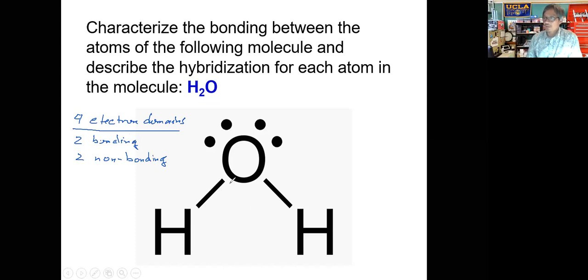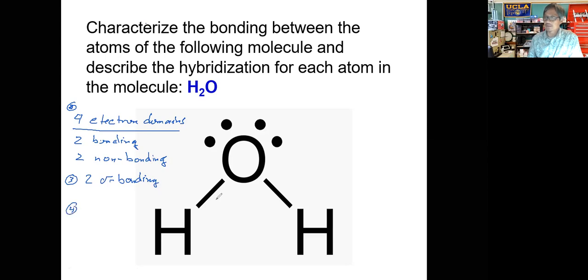Okay. With that said, the 2 bonding domains are single bonds. I'm sorry, that was question number 2. That's 3. The Lewis dot structure is 1. So the bonding interaction is going to be 2 sigma bonds, because we have 2 single bonds. Let's go ahead and write that down. We have 2 sigma bonding interactions. That's the bonding interaction.